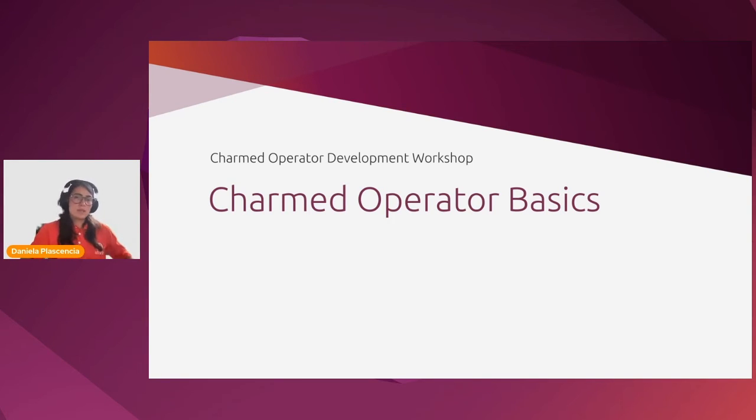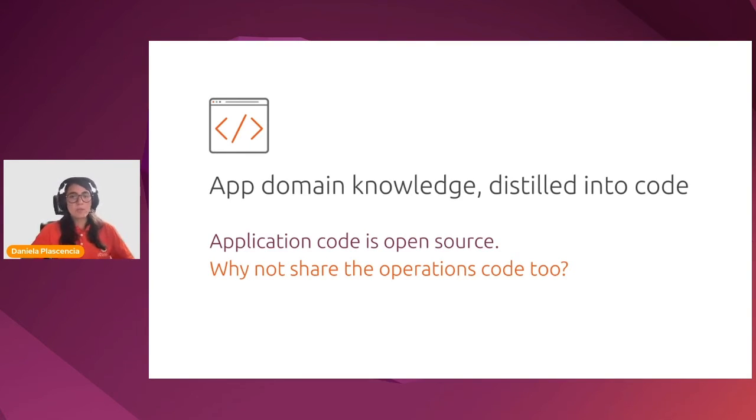Now let's take a deeper look at charmed operators. A charmed operator is all of the domain knowledge and expertise required to operate software that is distilled into nice, clean, maintainable Python code. We know that application code used in many enterprise use cases is open source, and many of these enterprises are using the same code to solve similar problems. So the question here is, why not share the operations code as well? So charmed operators, when they are packaged, are essentially packaging the operations code and distributing that for anyone to take advantage of it.